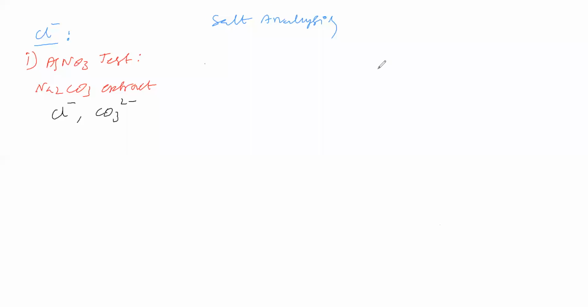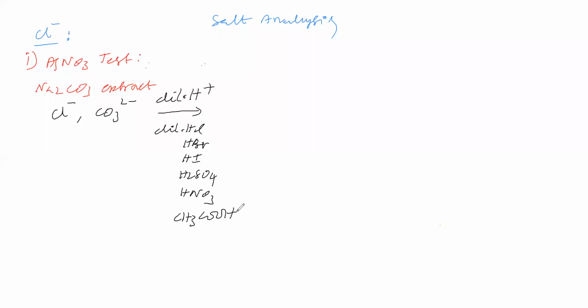Which dilute acid shall we add? Dilute HCl, or dilute HBr, or dilute HI, or dilute H2SO4, or dilute HNO3, or dilute acetic acid? To remove carbonate, we have to add dilute acid. Which dilute acid shall we add?